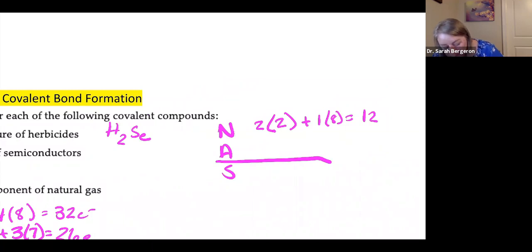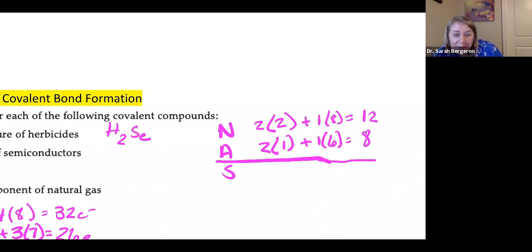Available, how many are available? Well, I have 2 hydrogen atoms, and each hydrogen atom has only 1 electron to give. So then we can take selenium. If you look in the periodic table, Se is in group 6A, so it has 6 valence electrons. So these are my available. I only have 8 available, and I need 12 electrons to make everybody happy. So in order to fix that, we're going to share some. We subtract: 12 minus 8 is 4 electrons that we need to share.